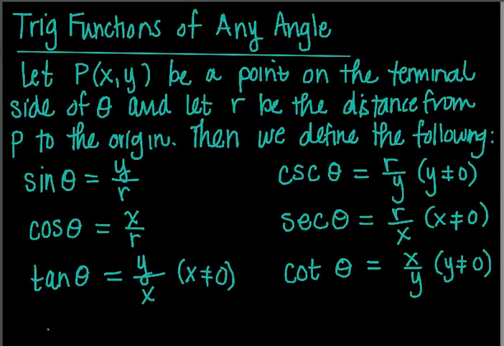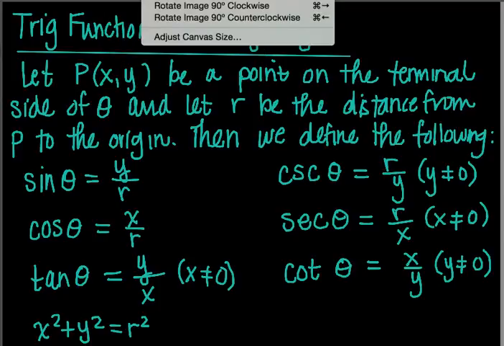A couple things I also want to note here is that we know that x squared plus y squared is equal to r squared. And then the other thing I want to talk about is where these are positive and where these are negative. And then we'll do some examples of finding trig functions given something else. So keep this in mind. I hope you have these in your notes.